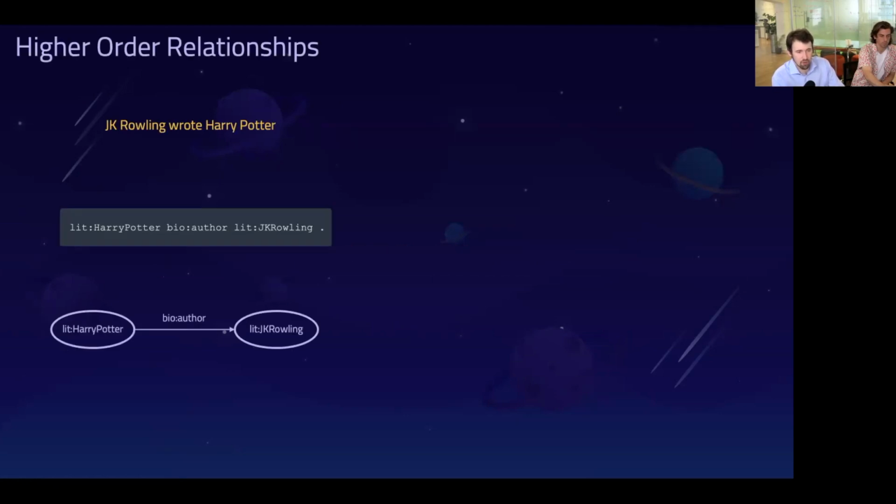Now let's look at some other modeling constructs. For example, higher order relations. Let's say we first have a statement that says J.K. Rowling wrote Harry Potter. We may represent that here in Turtle as Harry Potter author J.K. Rowling.